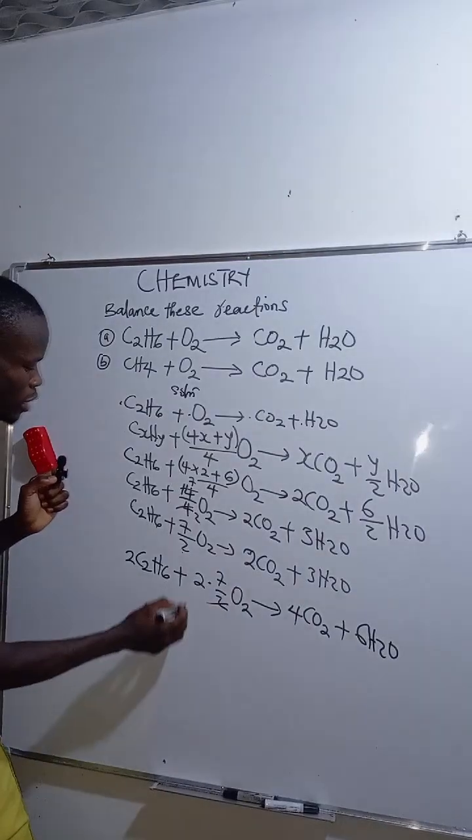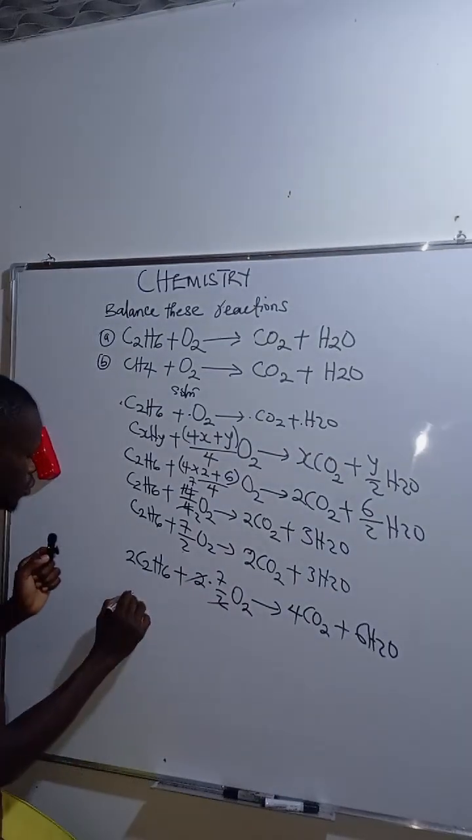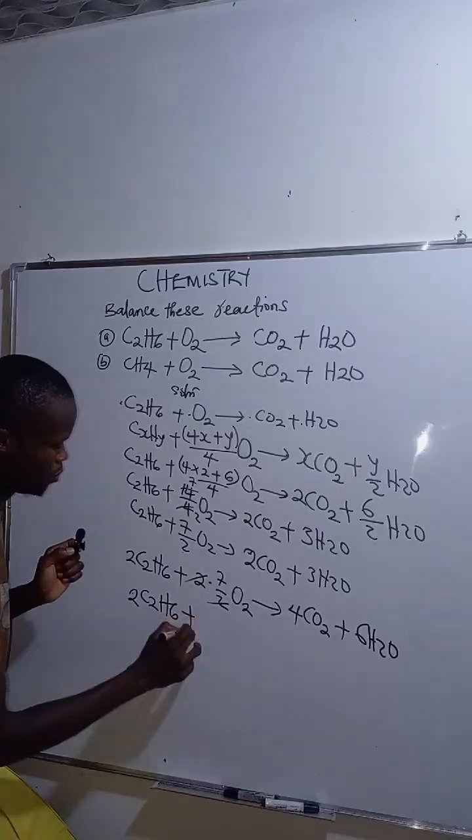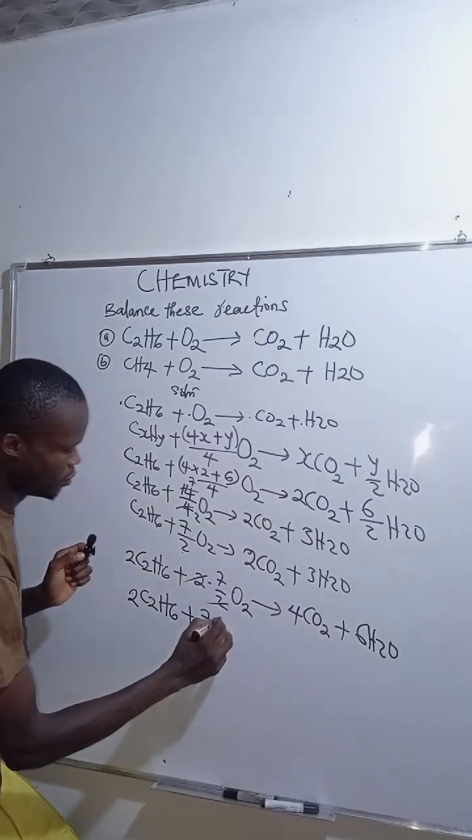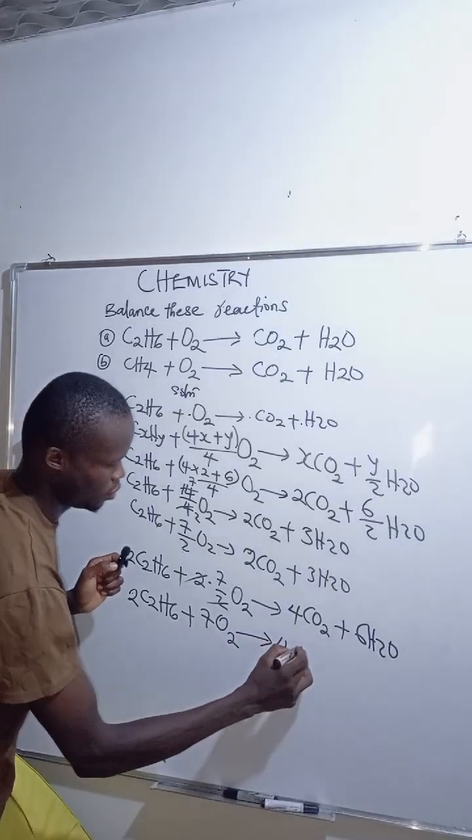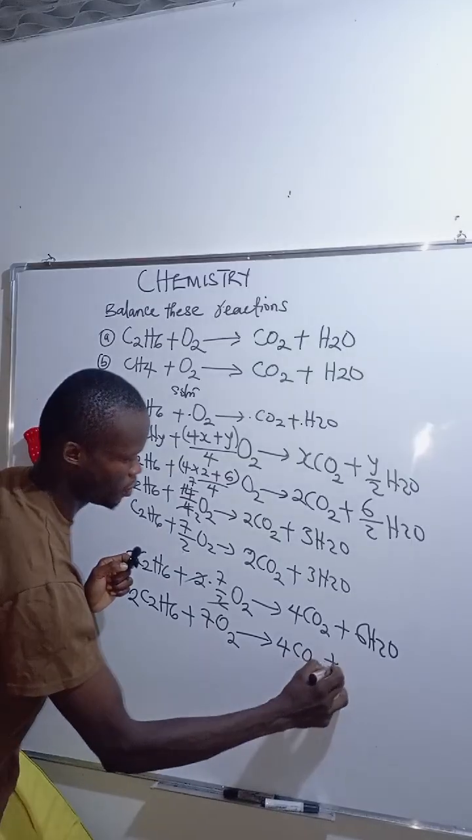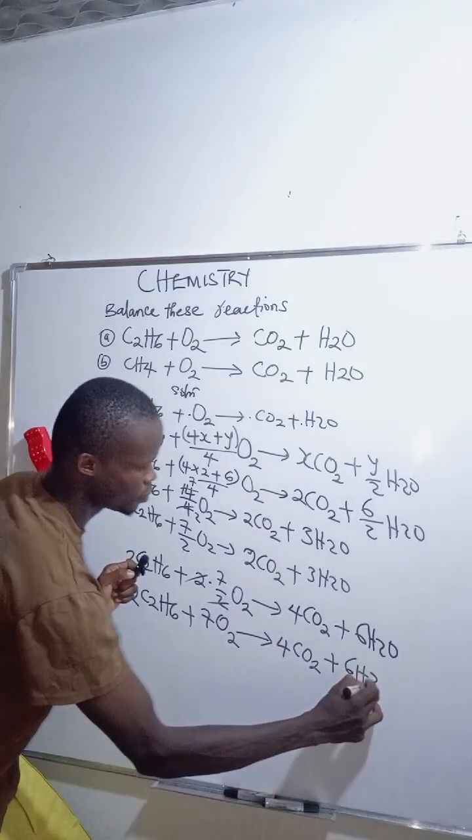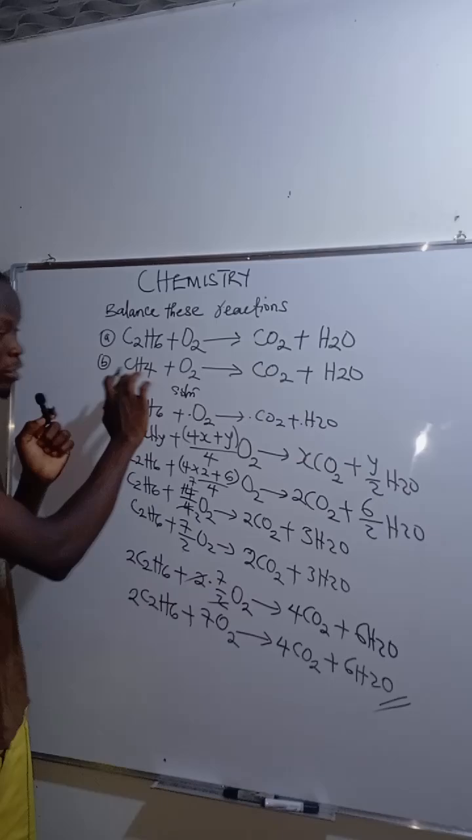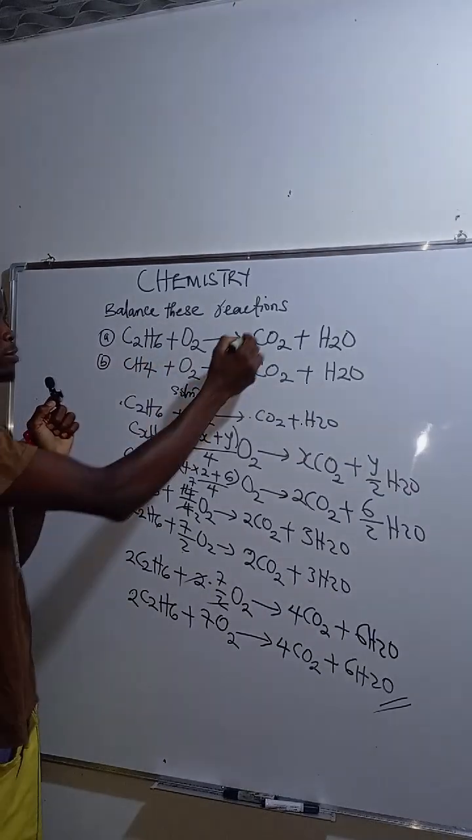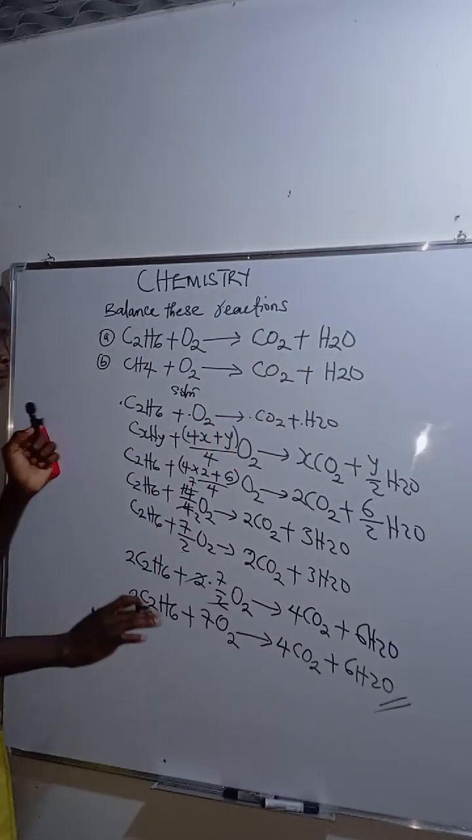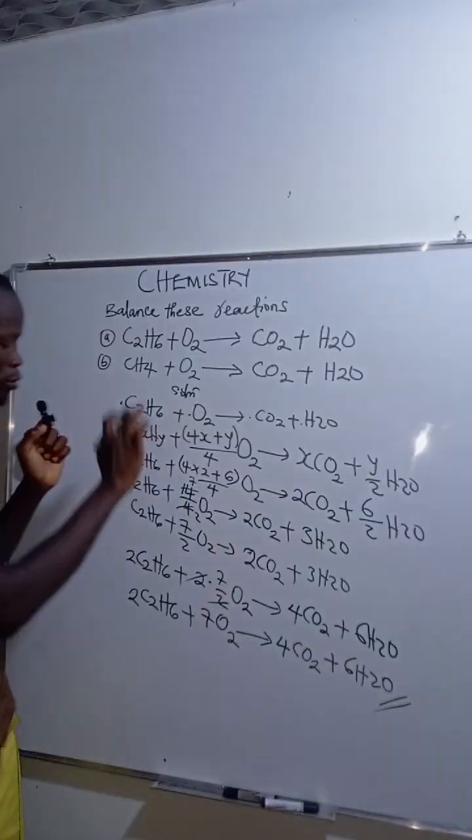So this can cancel this. It will give you what? 2 C2H6 plus 7 oxygen will give you 4 carbon dioxide plus 6 water. So this is the simple way of balancing this chemical reaction. Instead of wasting much of your time trying to get the coefficients here and there, you just follow this simple procedure. But during your exam, you can just jump some steps.